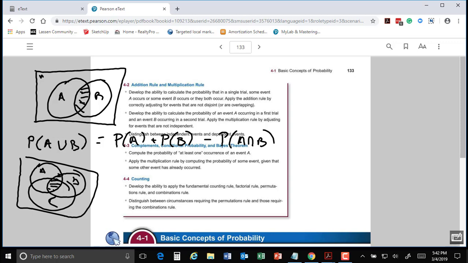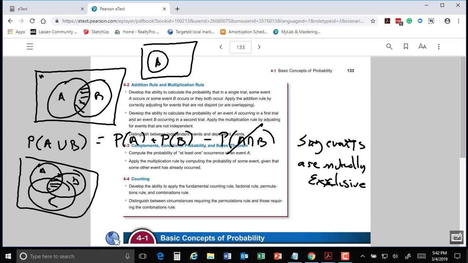You don't have to do it, but if this term is 0, we say that the events are mutually exclusive. Now look. If you're just adding the two events together, that means they're not overlapping. That means it would look like this, correct? Now, in this case, do you see A is completely mutually exclusive to B? There's no overlap. So the intersection would be 0, right? What you're proving is that these two events are mutually exclusive.